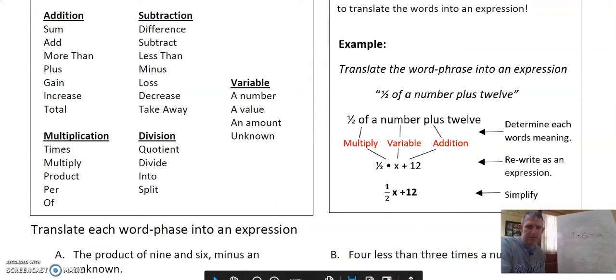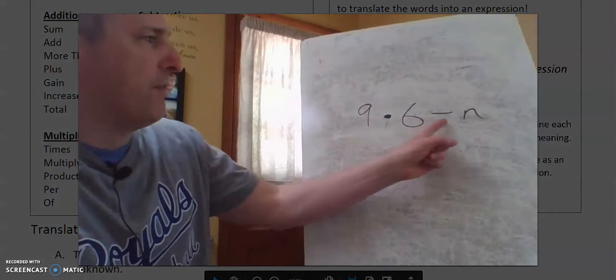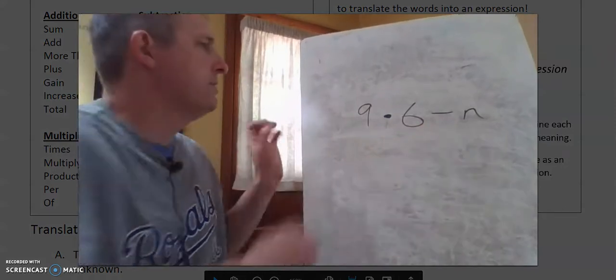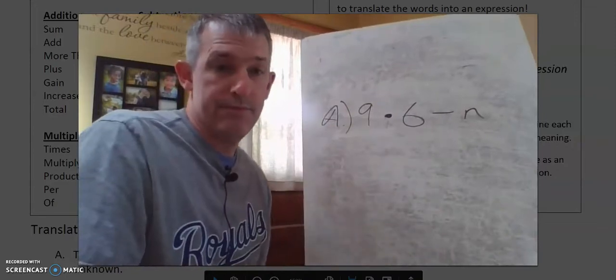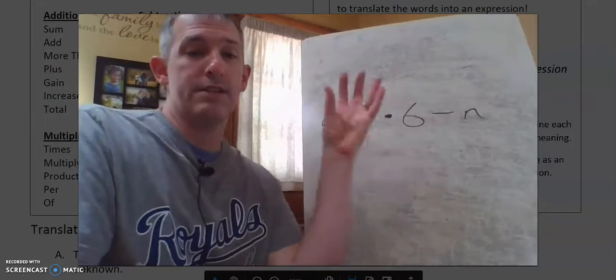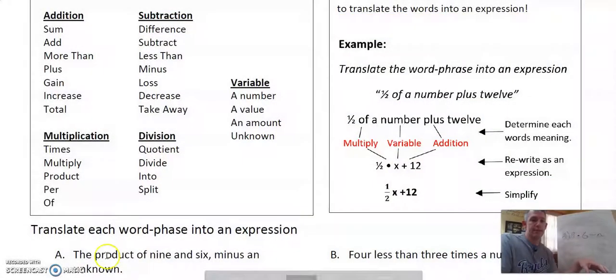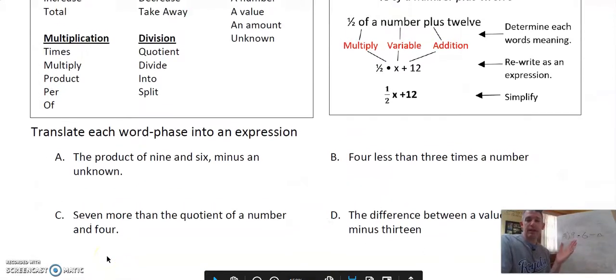All right, so let's take a closer look. We got the product of 9 and 6, and then we're going to minus an unknown. All right? So that's what we would do for A. Okay? So that's all we're doing there. We're taking this word phrase and turning it into a numeric statement, expression. Okay? That's where we're going to leave off today.